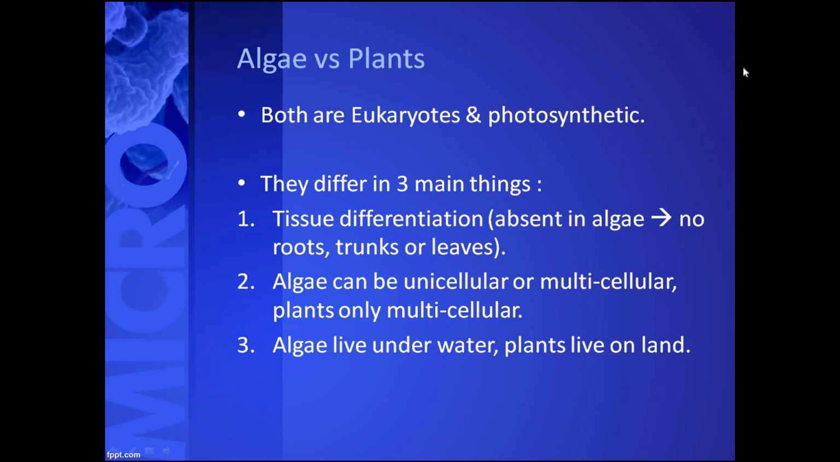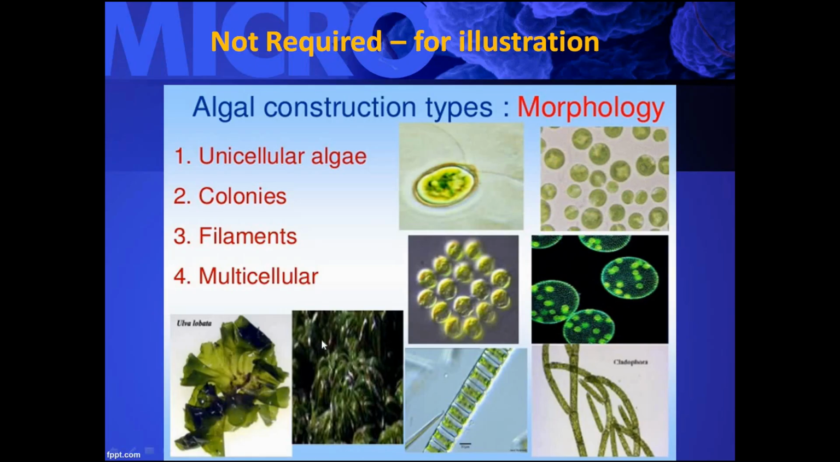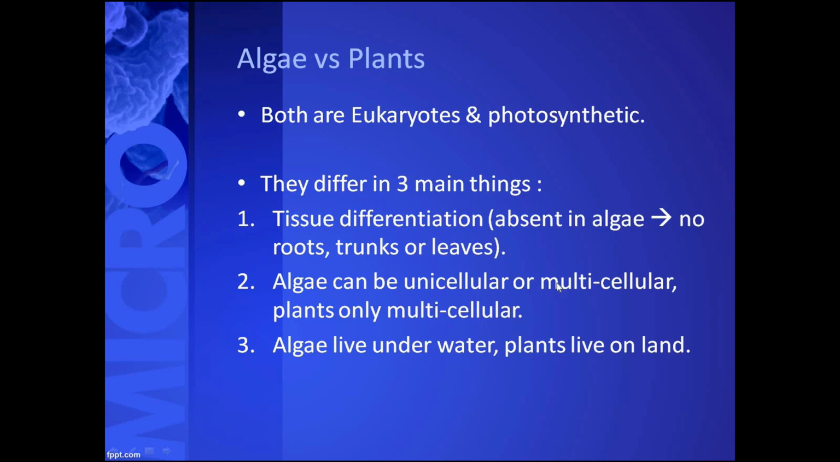Okay. Now, what's the difference between algae and plants? First, they are both eukaryotes and both photosynthetic. They produce oxygen. But they differ in three main things. First, plants have tissue differentiation. They have roots, trunks, and leaves. While algae, all of the cells have the same structure and the same function. They don't have tissue differentiation, even with this multicellular algae. Algae can be unicellular or multicellular, plants only multicellular, and algae live underwater, plants live on land.